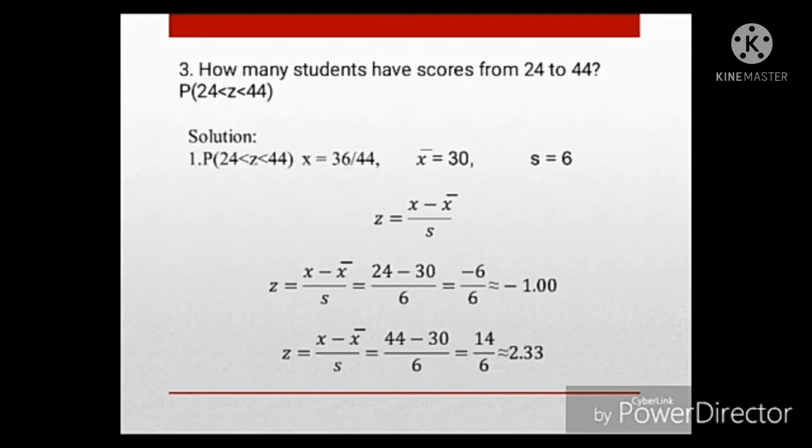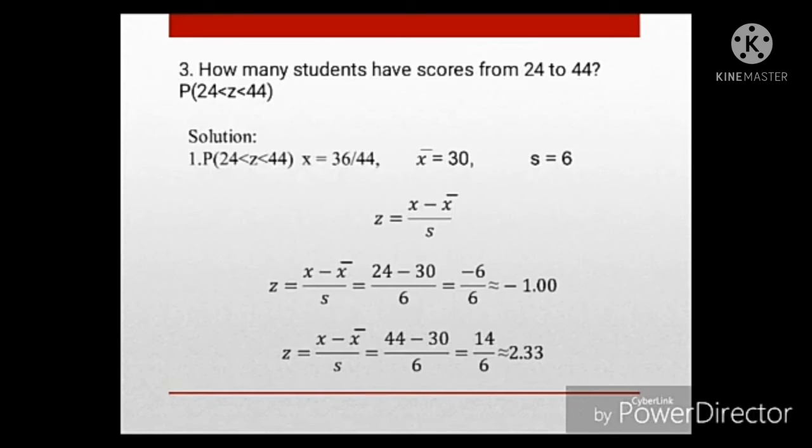This time, I will be replacing x with 44, then the mean by 30 and 6 for the standard deviation. Now, subtract 30 from 44, the answer is 14. Then divided by 6, the answer is approximately 2.33.